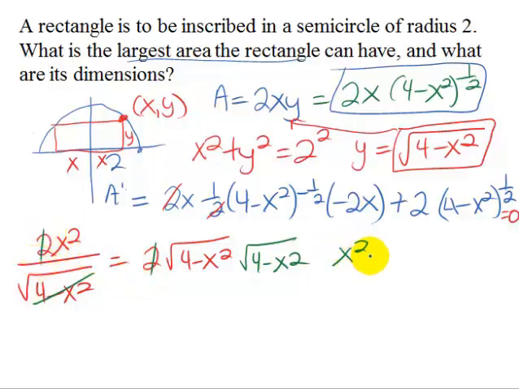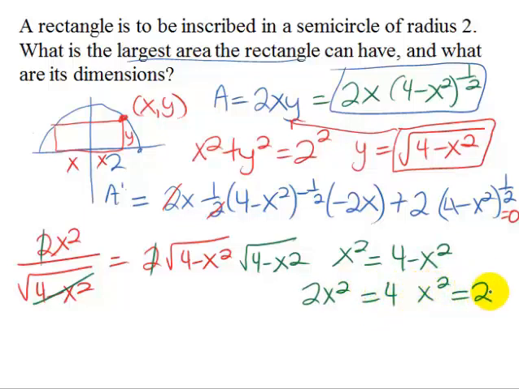So it looks like we have x squared equals 4 minus x squared. So moving this over to the other side, we have 2x squared equals 4. x squared equals 2. So x equals plus or minus the square root of 2, but we only want the plus because we're seeing that we have a length here, and so x is the square root of 2.